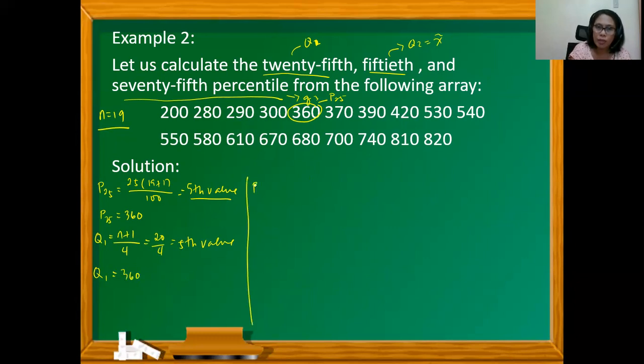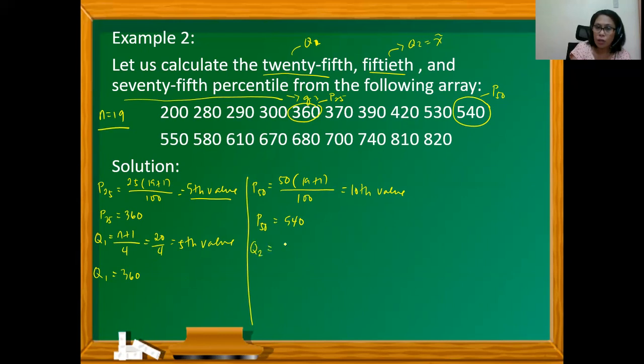So how about P sub 50, or the 50th percentile? So this is 50 times (19 plus 1) all over 100. So that's 50 times 20 divided by 100. And we come up with the 10th value. So the position is a whole number. So by inspection, we will count 1 to 10, and the 10th value, which is 540, is the 50th percentile. So P sub 50 is 540. And this must be equal to the second quartile.